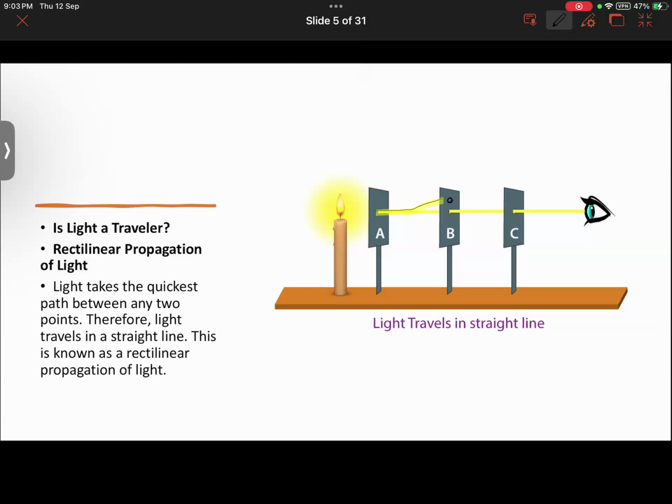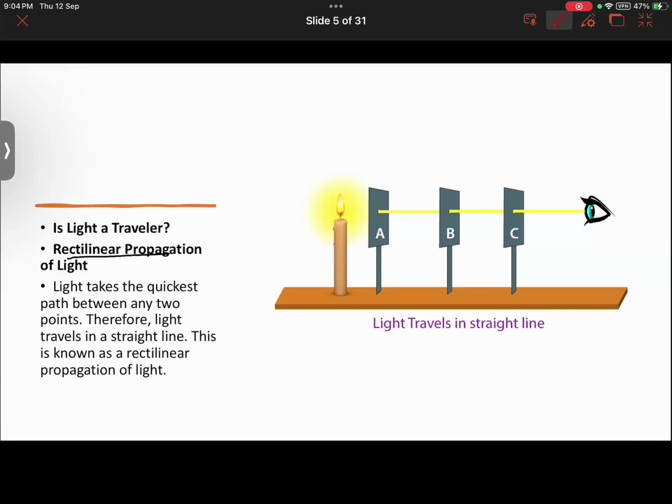Can it bend like this? Sir, light cannot bend. Light will always be in a straight line. It always travels in a straight line. So that is one of the properties, and that is called rectilinear propagation of light.